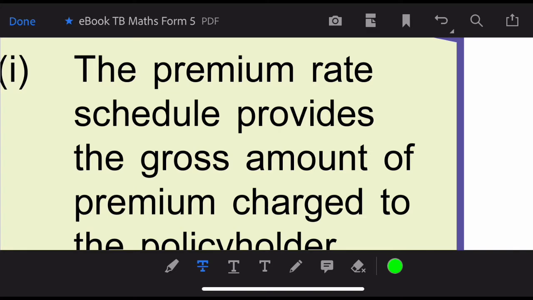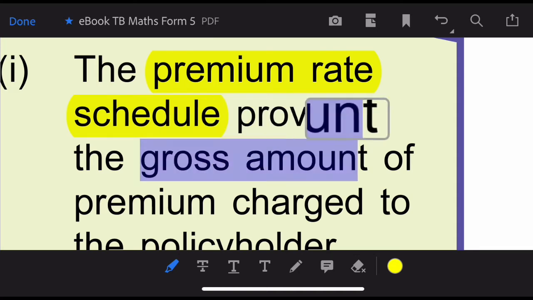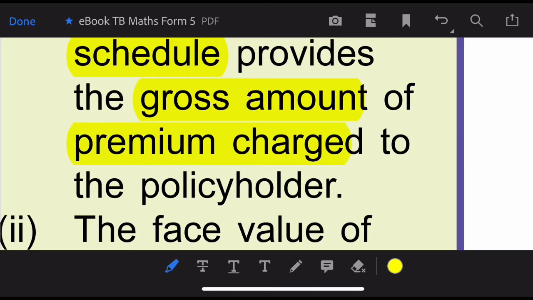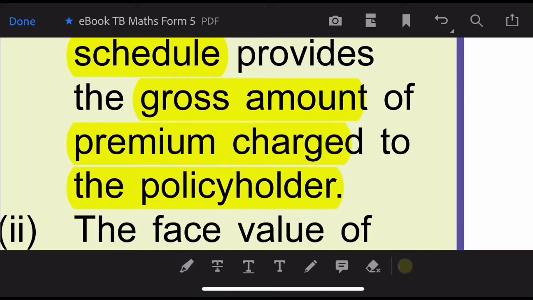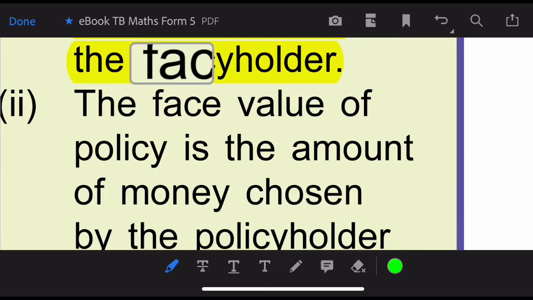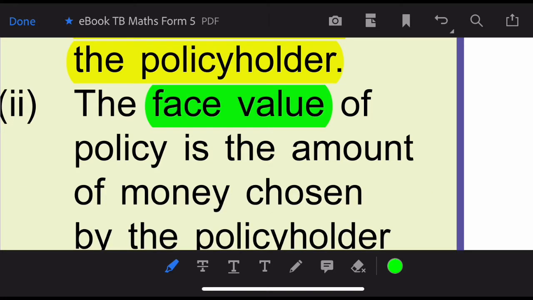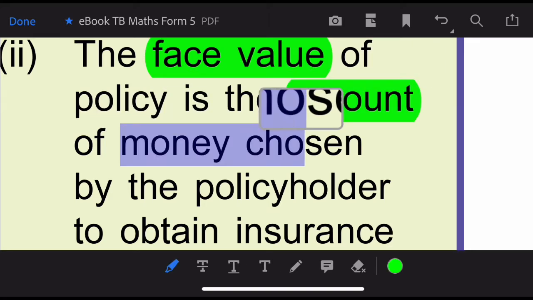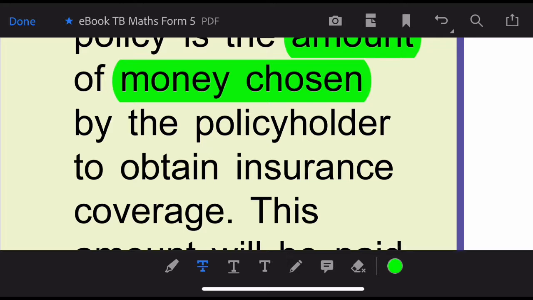All right, so the premium rate schedule. What is the premium rate schedule? Just now I showed you the premium rate schedule. It actually provides the gross amount of premium charged to a policyholder. And what is the face value? What does face value mean? The face value of a policy is the amount of money chosen by the policyholder to obtain the insurance coverage.